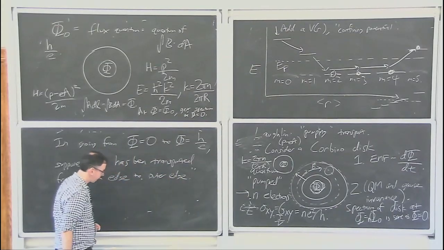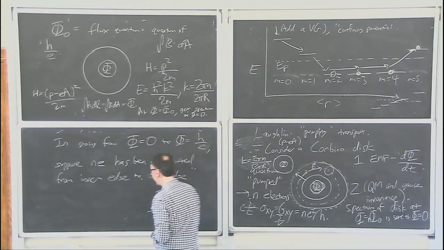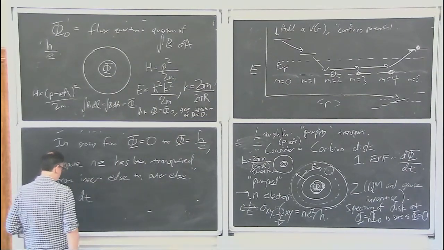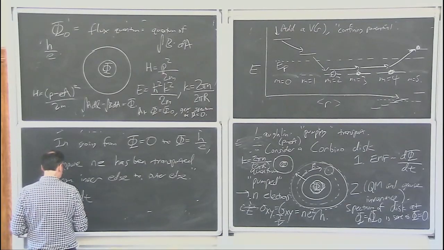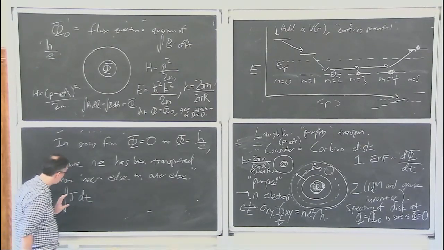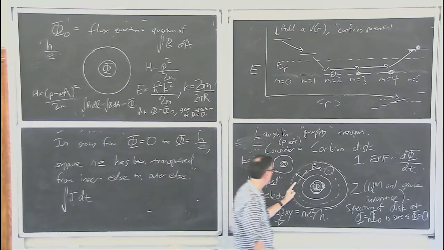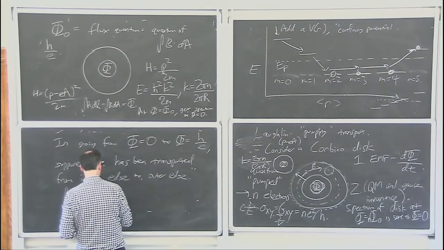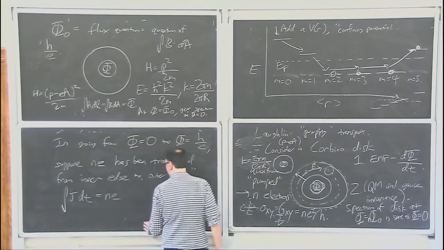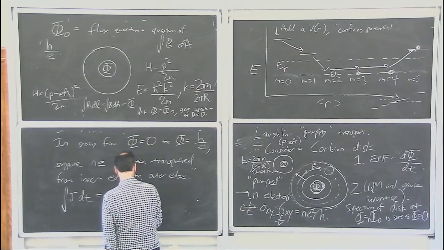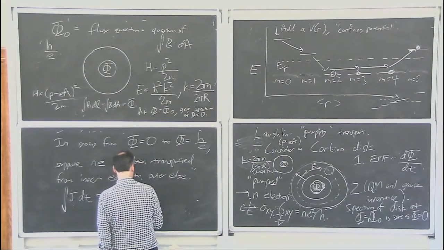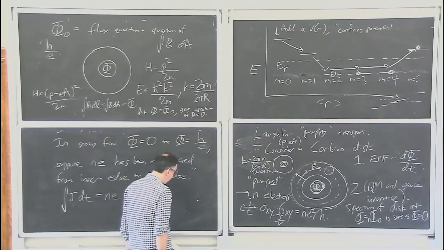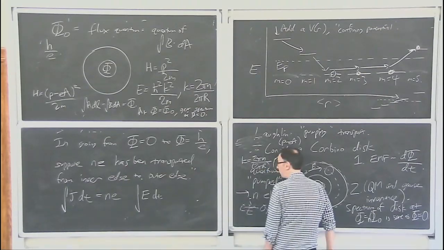All right, well, let's ask, what this is saying is that the integral of j dt, and let me write it as the total current moving in this direction, was Ne, and the total electric field was h over e.